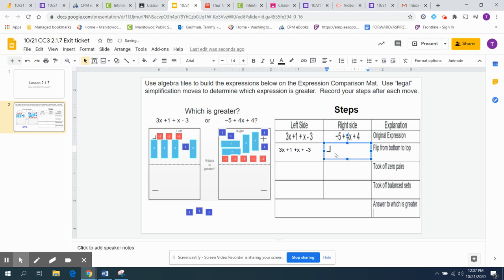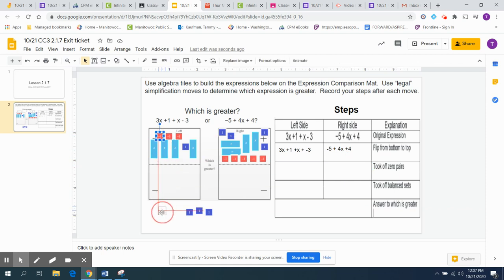I have my -5 plus 4x's plus 4. So that didn't change. Then the next thing I'm supposed to do is take off 0 pairs.